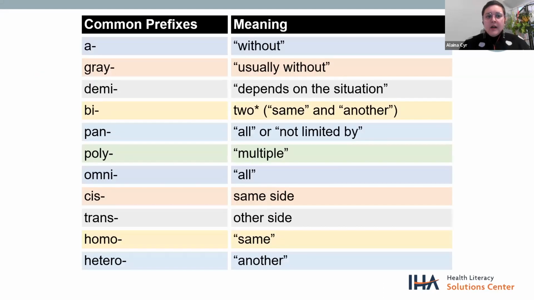Okay, so for the rest of the acronym, I want to get into some of the common prefixes, because a lot of the gender identities and orientations use the same prefixes to help explain what they mean. By knowing what the prefix means, you can have a better sense of what a word or orientation or gender identity is intended to mean. So A as a prefix means without: agender, without gender; asexual, without sexual attraction. Sorry.